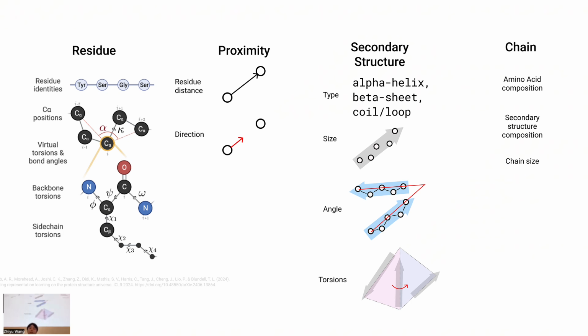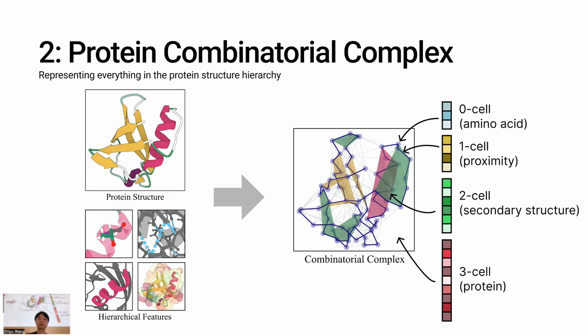But all these features help deep learning models to learn the geometrical and topological arrangements of the elements in the protein structure. The second step of the protein topological framework is the construction of the protein combinatorial complex, which is the data structure we use to represent everything in the protein structure hierarchy. This step is very straightforward. We just set all the residues as 0 cells and their proximity as 1 cells, secondary structures as 2 cells and the chain itself as a 3 cell. For all cells at the 4 ranks, they all have their own features.